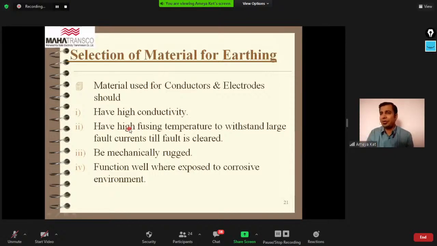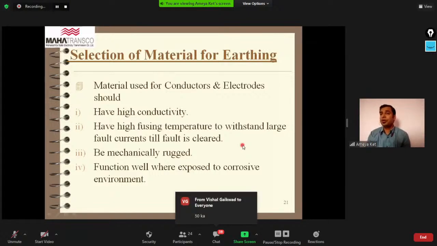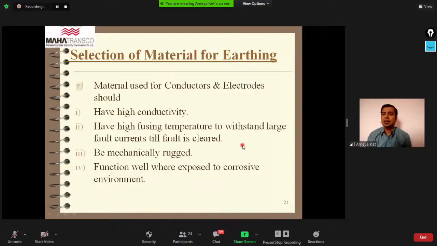What is the fault level of MSTCL? Anybody in the chat window? What is the fault level of MSTCL? The fault level is very important while designing any substation earthing, so first of all we must know what it is. Yeah, Vishal is saying 50 kA. Okay, anybody else? Is Vishal saying right? It's 50 kA.